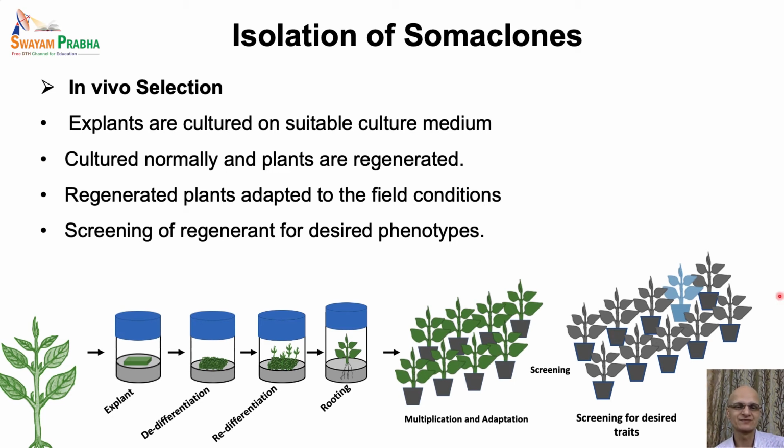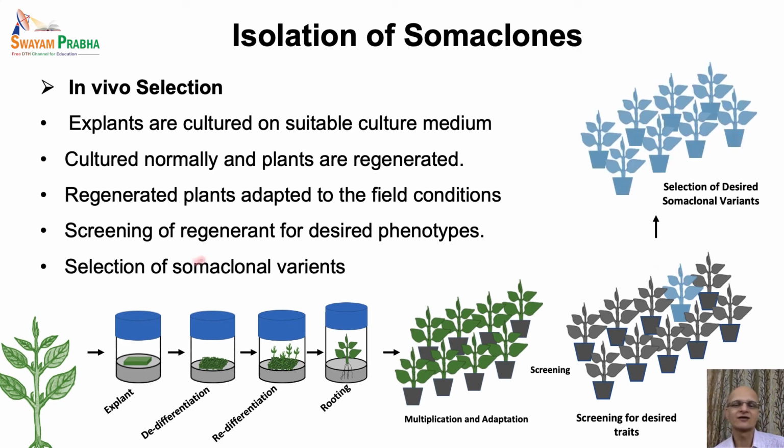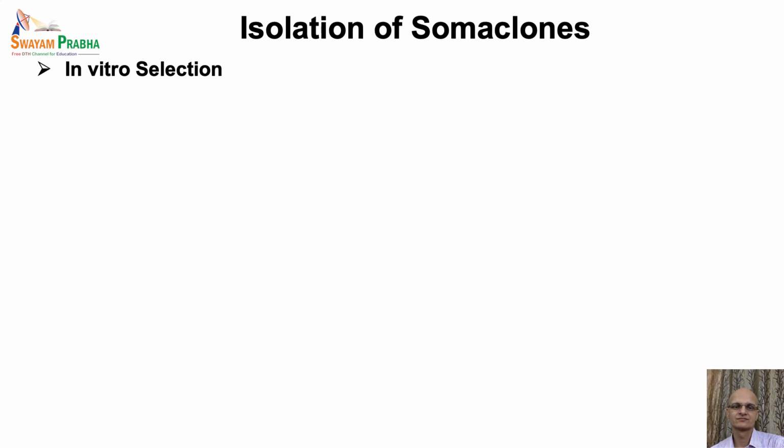So finally, the selected plants are multiplied and they are again tested a few more times for the susceptibility, and finally selected somaclonal variants having the desired traits are ready and they can be defined as a new cultivar and can be released for commercial cultivation.